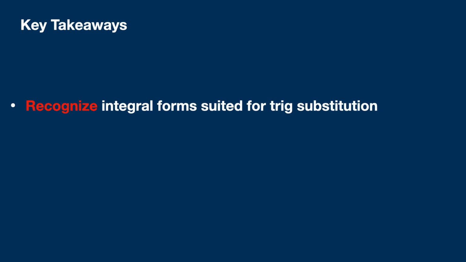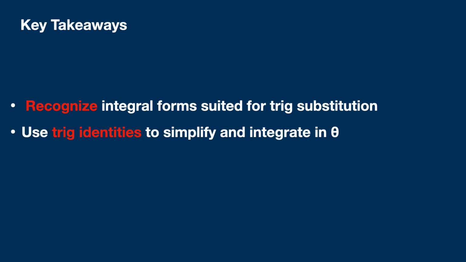What do you learn from this session? We learned the trigonometric substitution method, but first you recognize the integral form suited for trig substitution. It's a little tricky, but when you see an integrand in the x squared plus a squared form, x squared minus a squared form, or a squared minus x squared form, then you might consider trigonometric substitution. Second is use a trig identity to simplify and integrate in theta. Then don't forget, the last part is return to x for the final answer.